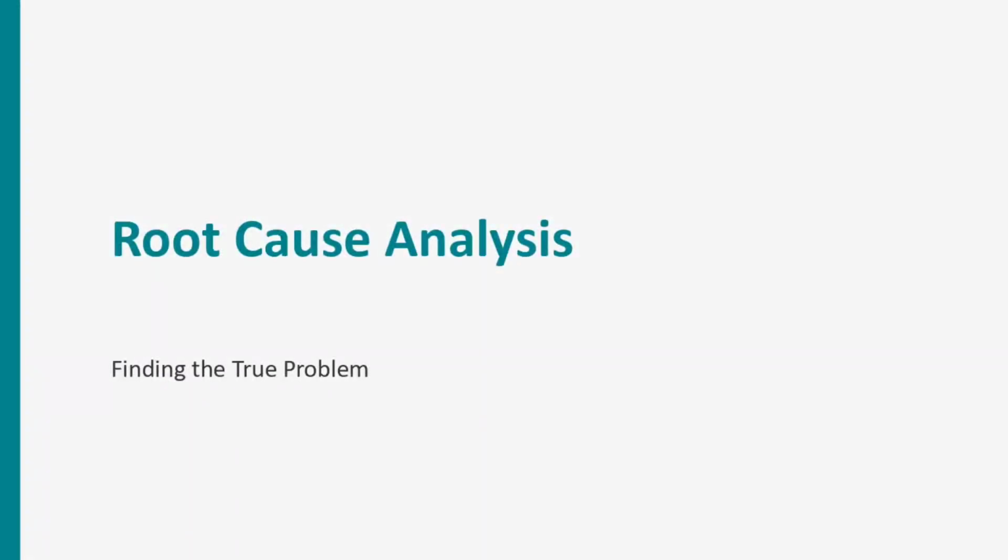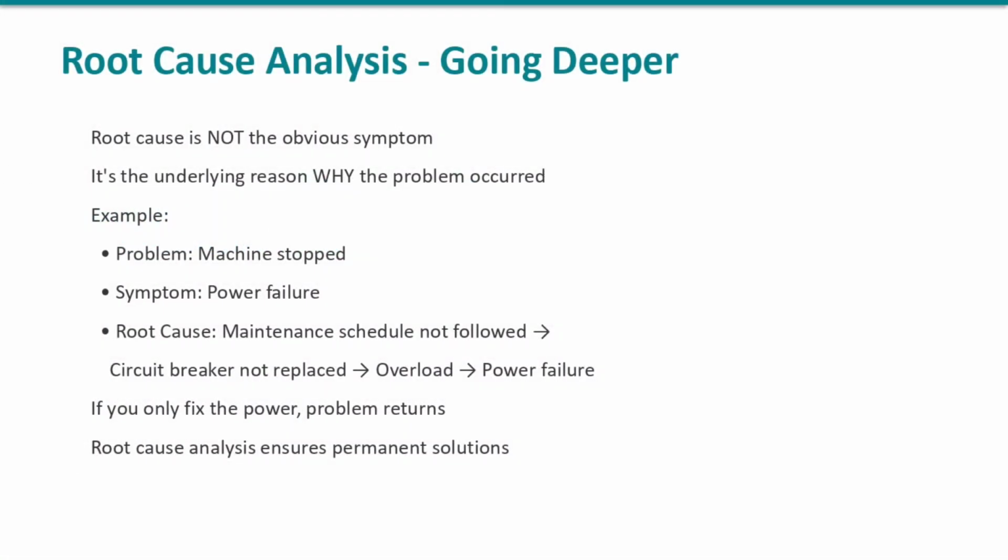Finding the root cause is the most critical step. Root cause is not the obvious symptom. It's the underlying reason why the problem occurred. For example, problem is machine stopped during production. Symptom is power failure. Root cause is maintenance schedule not followed which led to circuit breaker not replaced which caused overload which resulted in power failure. If you only fix the power, the problem will happen again.